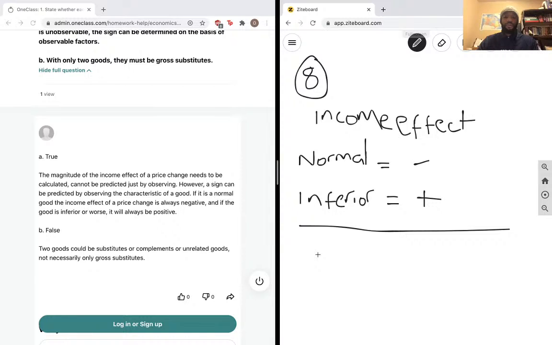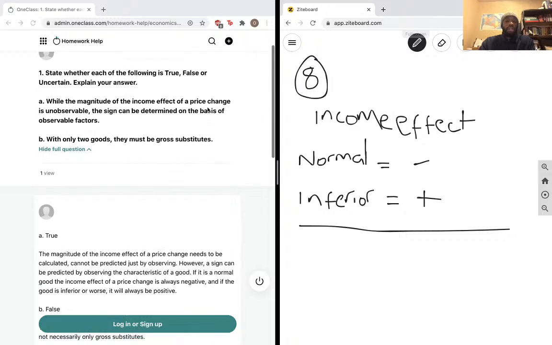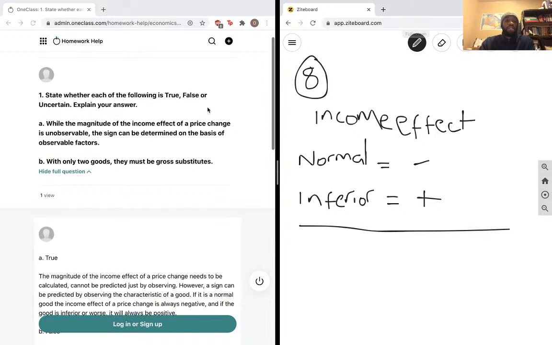A pencil does not complement a water bottle in any way. And a pencil also is not a substitute for a water bottle. You can drink out of a water bottle. You can't drink out of a pencil. But these goods are completely unrelated. So this statement right here, with only two goods, they must be gross substitutes. That is definitely false because they could be anything.